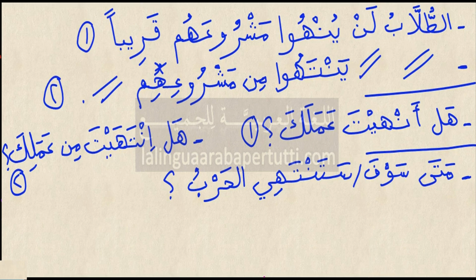Can we use the verb أنهى? No, because the meaning is to end. It's not to finish something. So, there is no object. If there is no object, as we said, you use the second verb, انتهى, but without min, because min is used when you have an object. I hope it's clear.